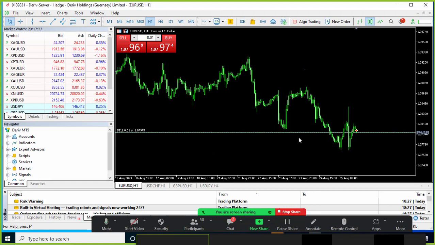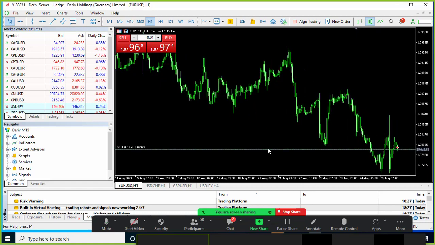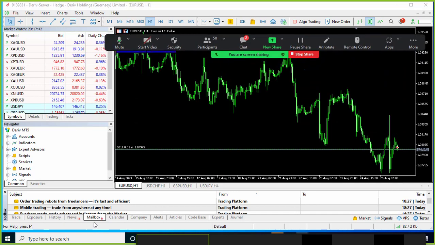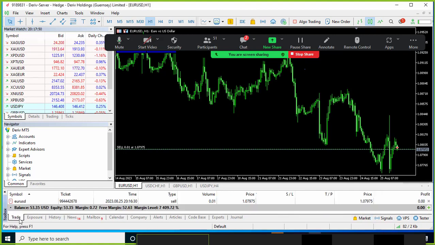Now, how can I see the position that I just placed? If you go here, I want to show you that position and how it will look when you just place the position. If you go to trade, you see the position right here. You see the symbol EURUSD, the ticket, the time that I placed it, the type sell, the volume 0.01, and the price here. Right now I am in profit. If I am in loss, it will be negative something, but right now I'm in profit of 0.03 cents. So it will be fluctuating like this until I close it.